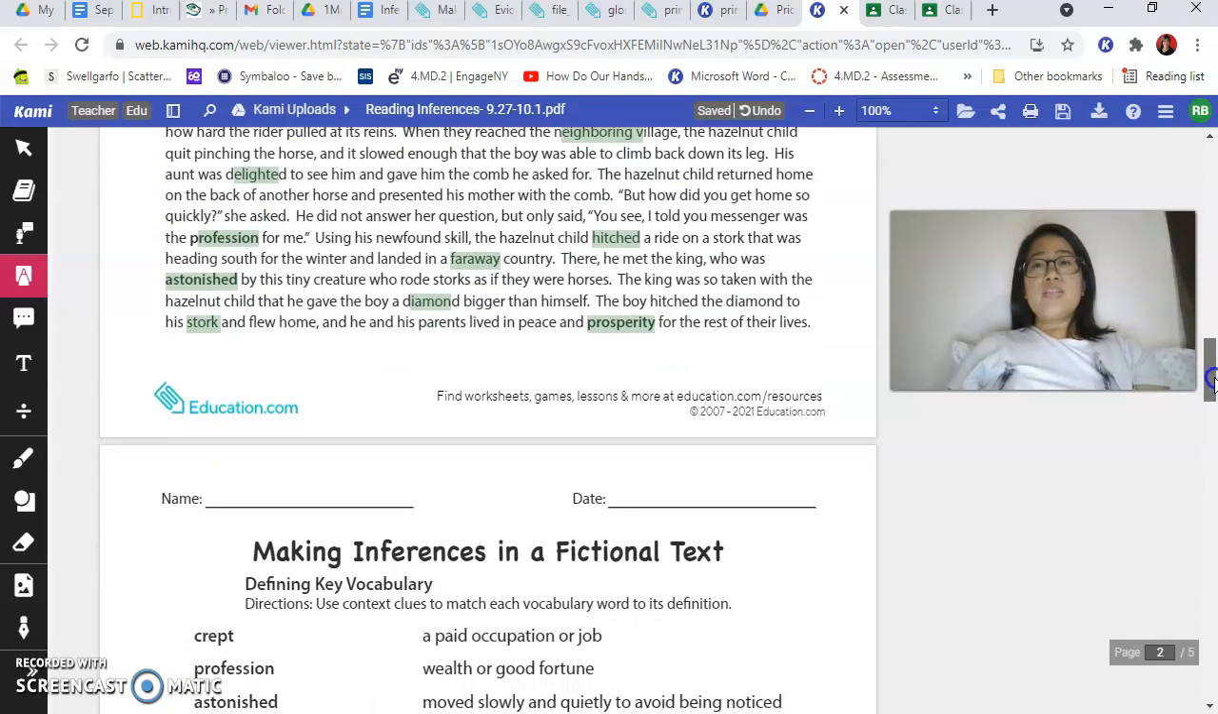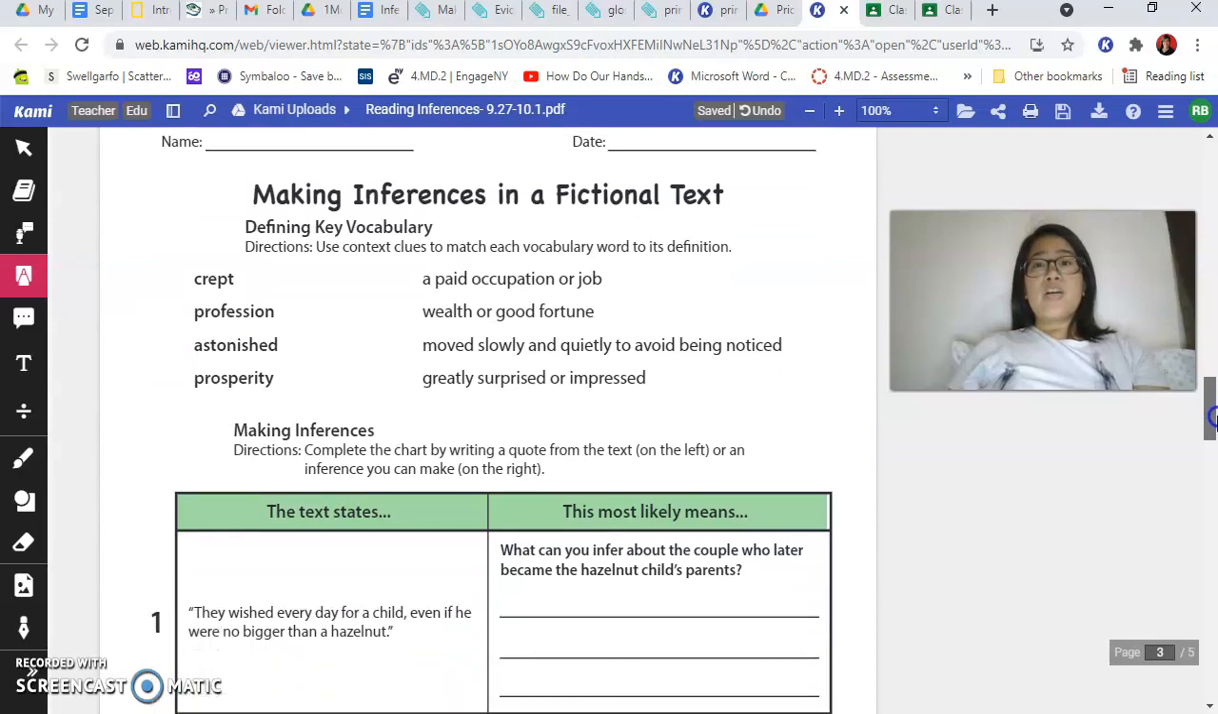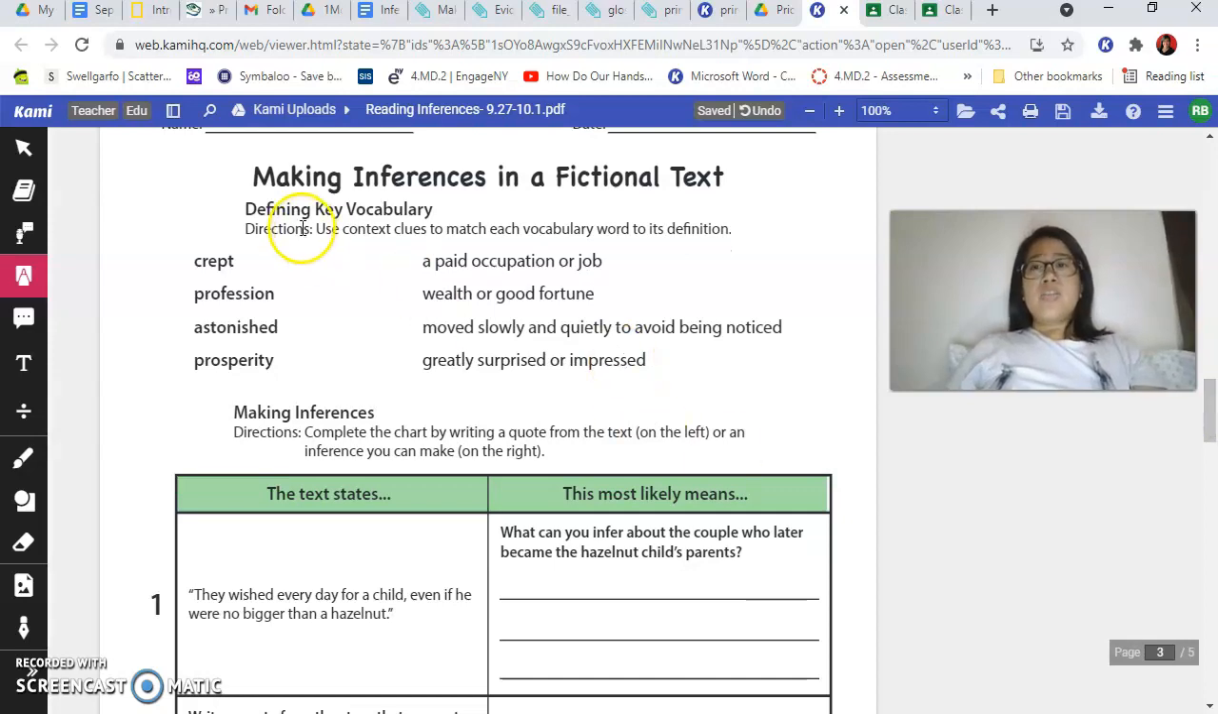As you finish this, the next day you will read on Wednesday, and you're going to complete the assignment, making inferences in a fictional text. Here are the definitions: prepped, profession, astonished, and prosperity. To the right are the meanings of the vocabulary words. The directions are to complete the chart by writing a quote from the text on the left or an inference you can make on the right.